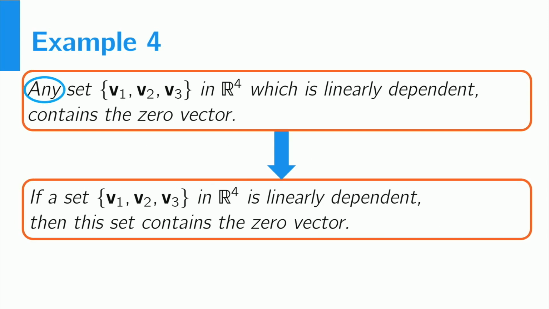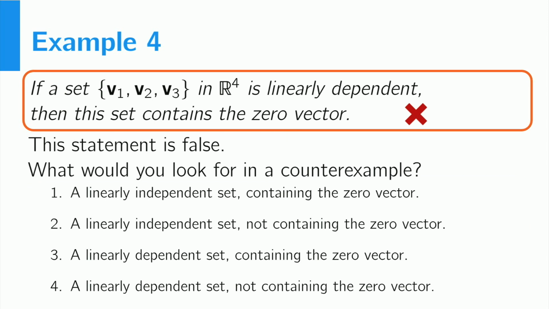The word if does not appear in the statement, but the word any tells us what the statement is all about. It says that if a set v1, v2, v3 in R4 is linearly dependent, then this set contains a zero vector. Again, feel free to pause the video and decide whether this statement is true. This statement is false. You can show this by giving a counterexample. Now, what would you look for in a concrete counterexample?